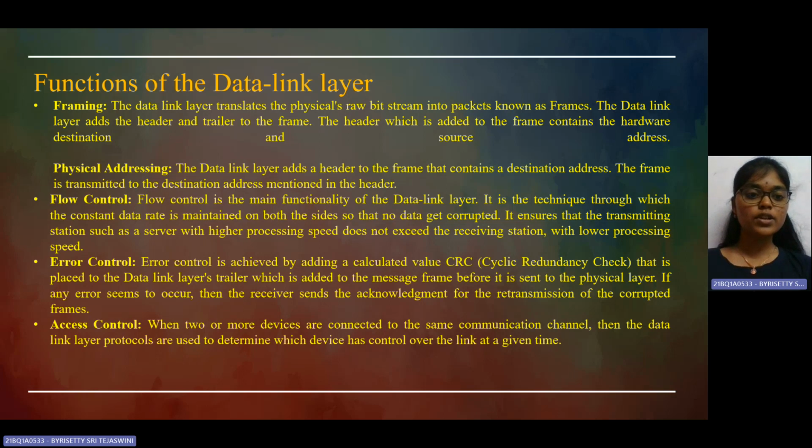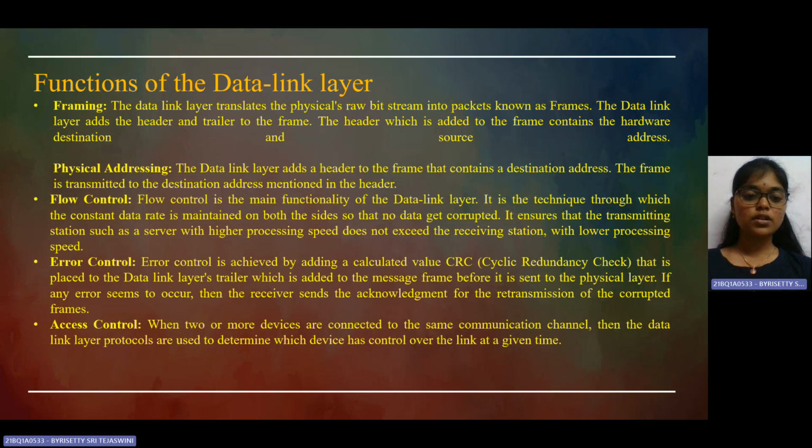Error control. Error control is achieved by adding a calculated value, CRC, cyclic redundancy check, that is placed in the data link layer trailer, which is added to the message frame before it is sent to the physical layer. If any error seems to occur, then the receiver sends an acknowledgement for the retransmission of the corrected frames. Access control. When two or more devices are connected to the same communications channel, then the data link layer protocols are used to determine which device has control over the link at a given time. So these are the functions of the data link layer.